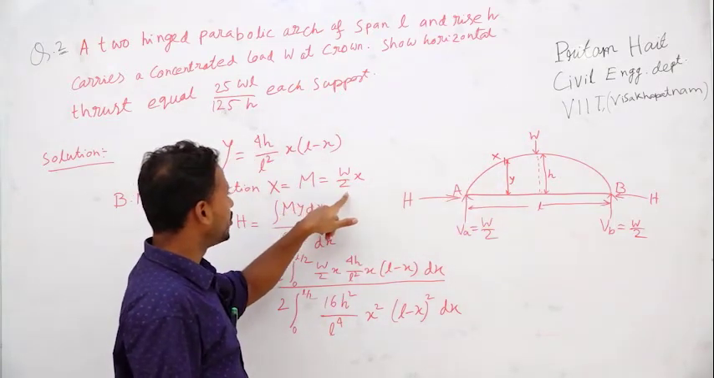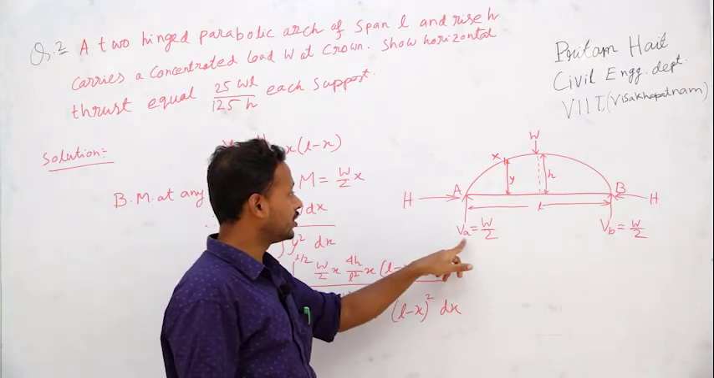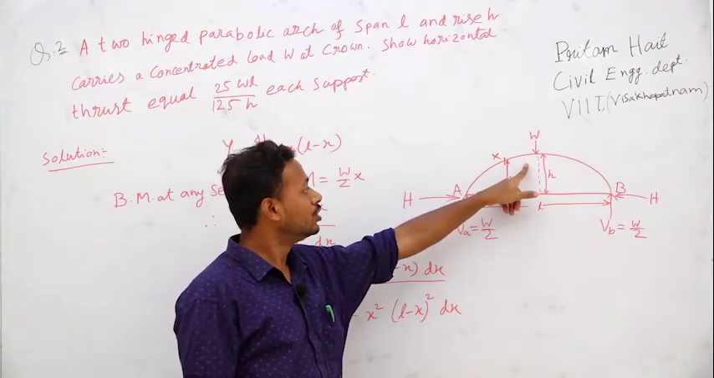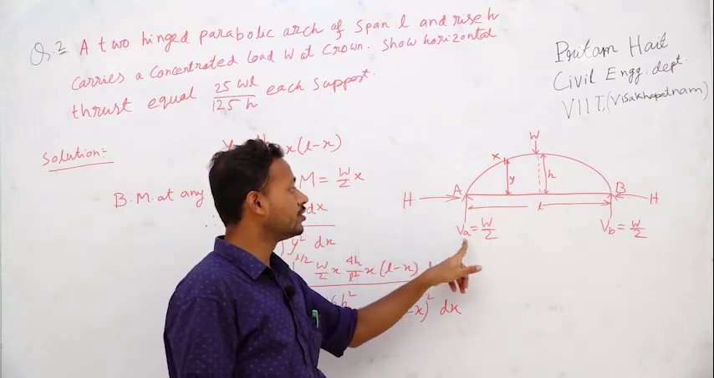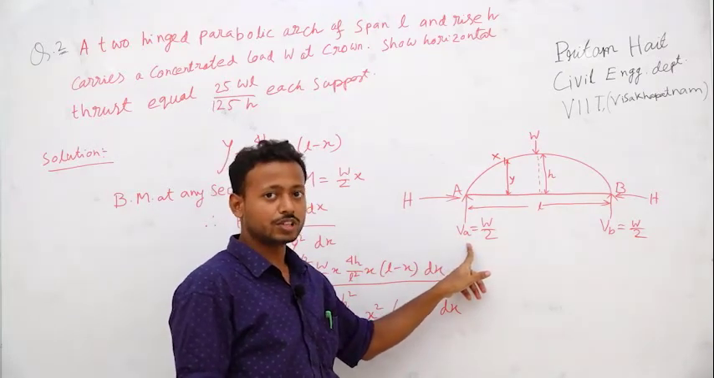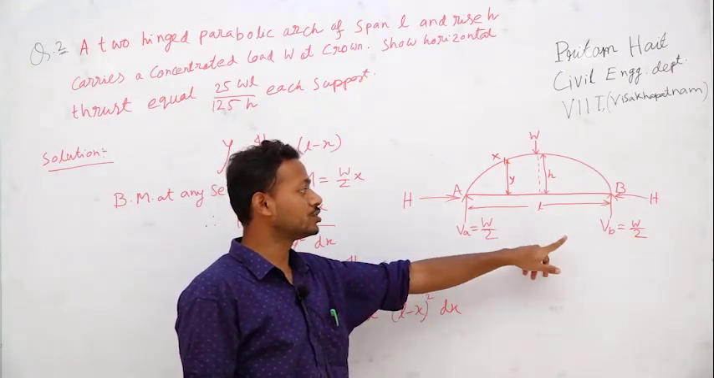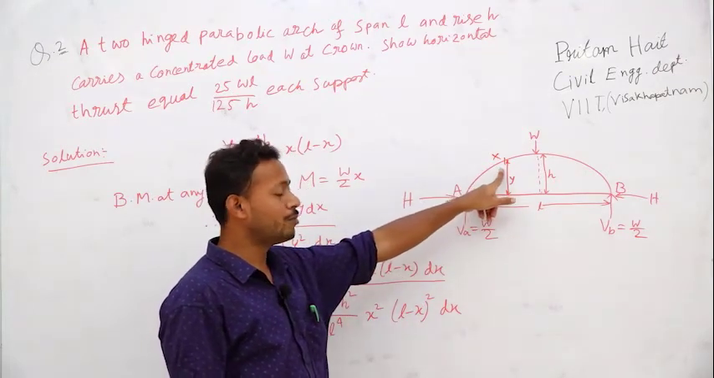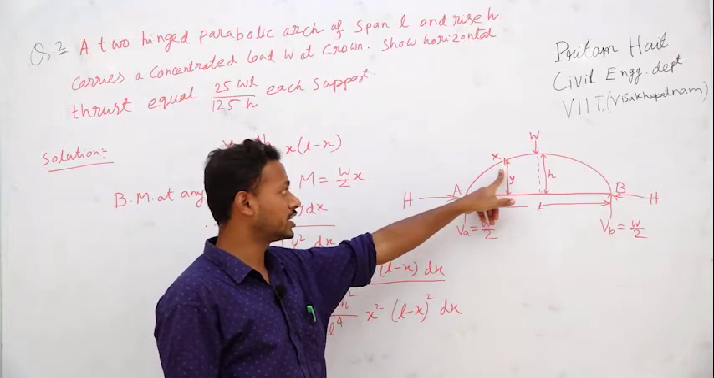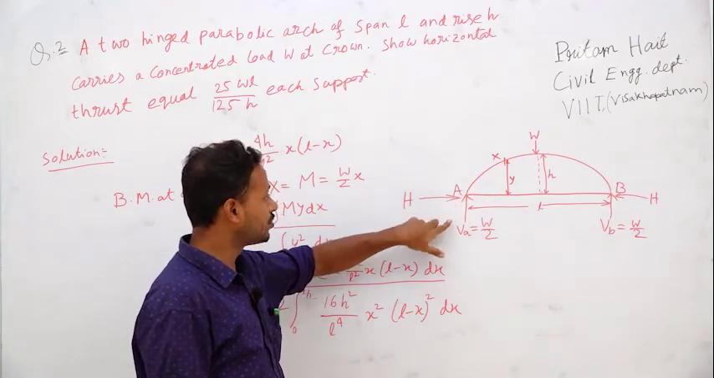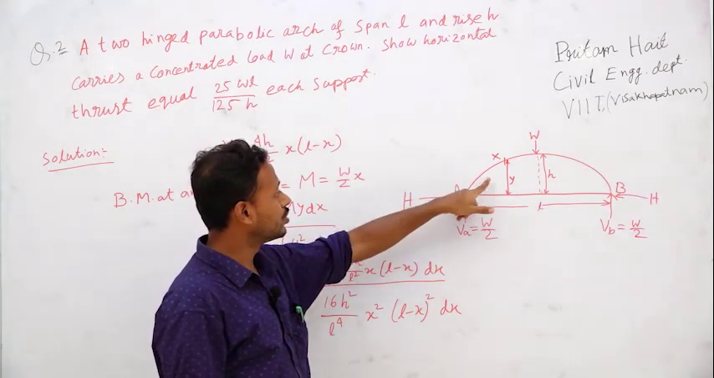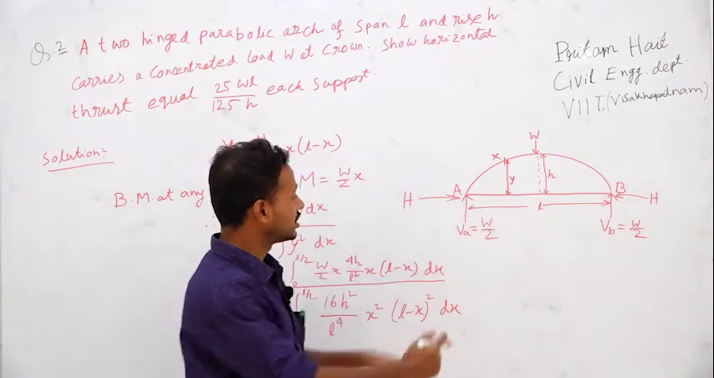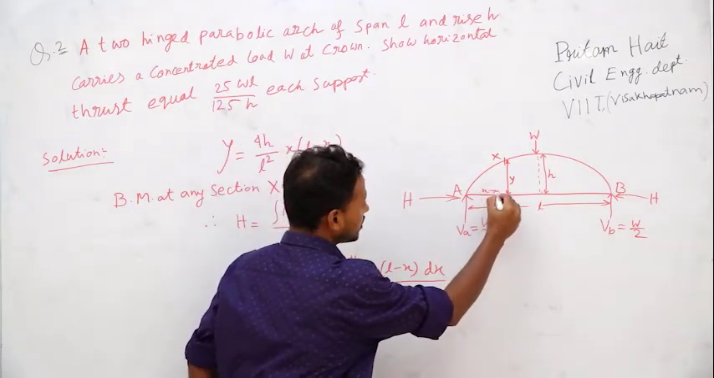M equals W by 2 into x. Why? Because the W load is working at the crown, so the support reactions VA will be equal to W by 2 and VB also will be equal to W by 2. So if we take the bending moment at any section x, we have W by 2 into this distance. Now what is this distance? This is x.